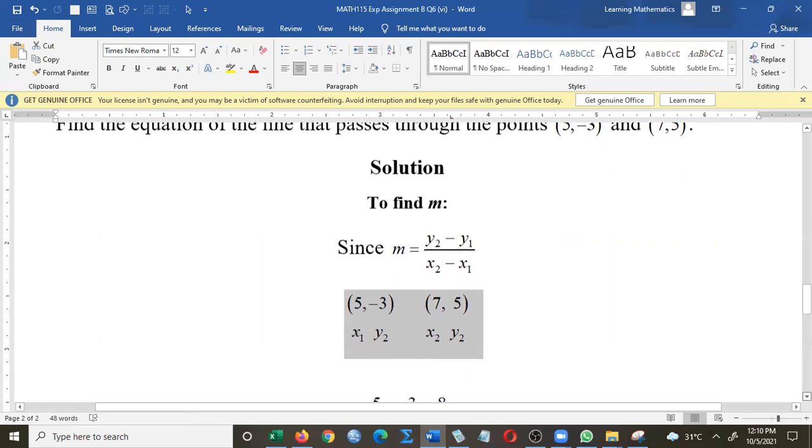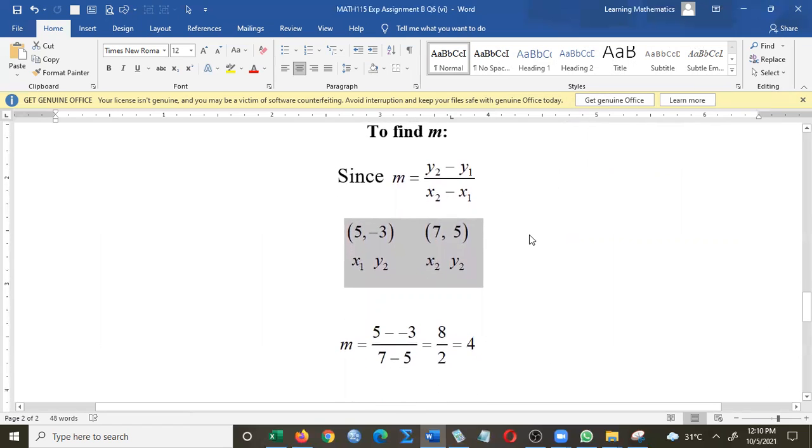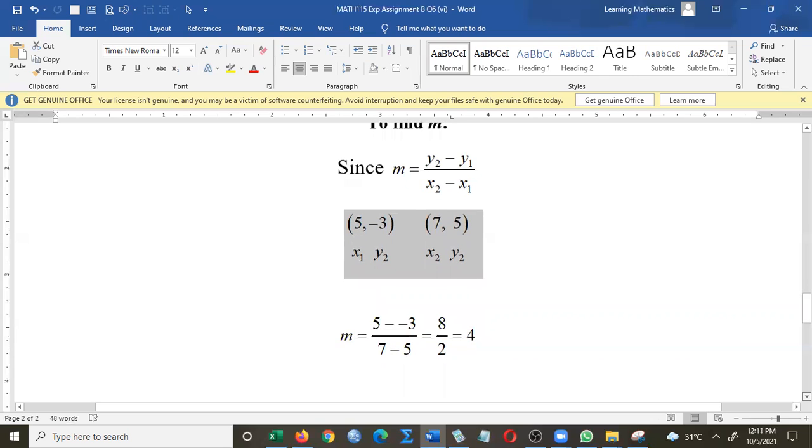So we substitute into the formula for gradient: y2, that's 5, minus y1, which is minus 3, over x2, that's 7, minus x1, which is 5. So you have 5 subtract a minus 3, that's 5 plus 3, which is 8. 7 minus 5 is 2. 8 divided by 2 is 4, so m is equal to 4. So now we have m, we need to find what c is.